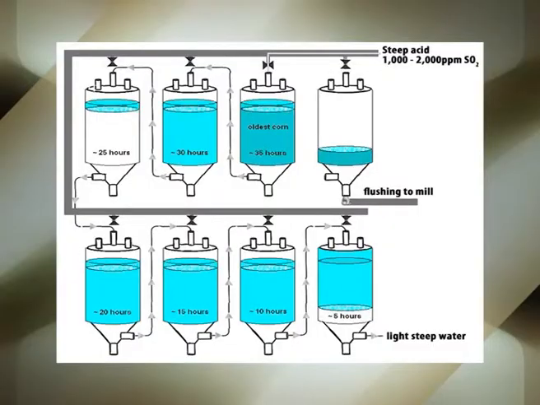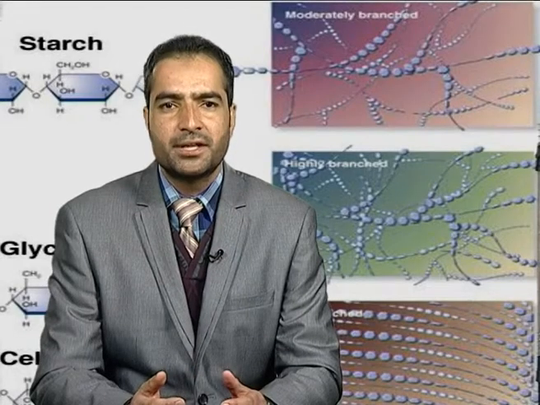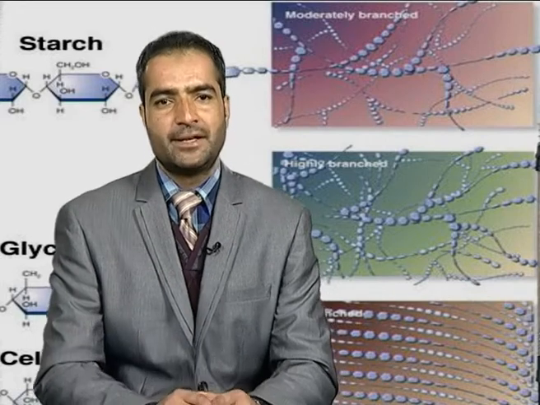Thus, a countercurrent process with water at 50 degrees Celsius for 36 to 48 hours is required to soften corn. That is the steeping step of processing. The steeping water contains 0.2% sulfur dioxide in order to loosen the protein matrix and thereby to accelerate the granule release and increase starch yield.